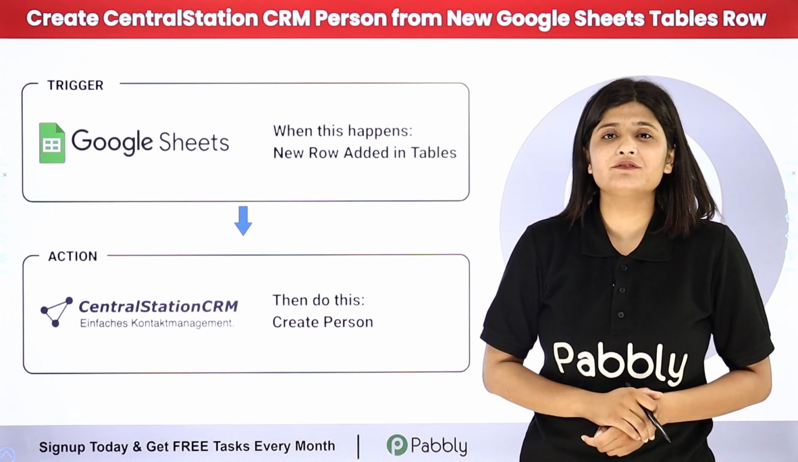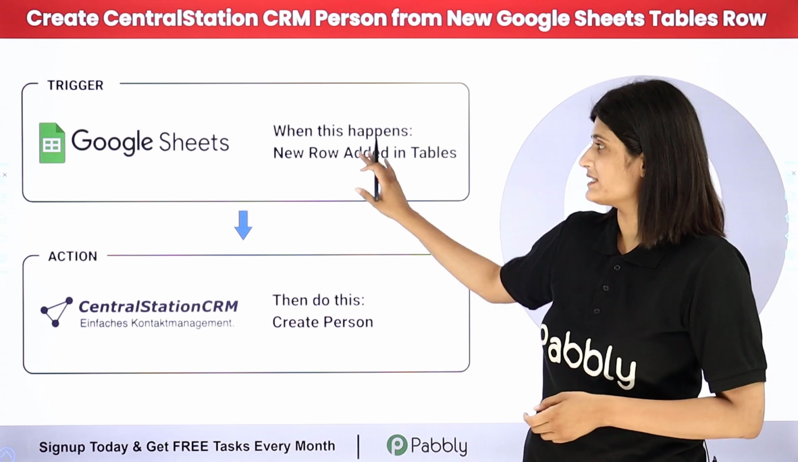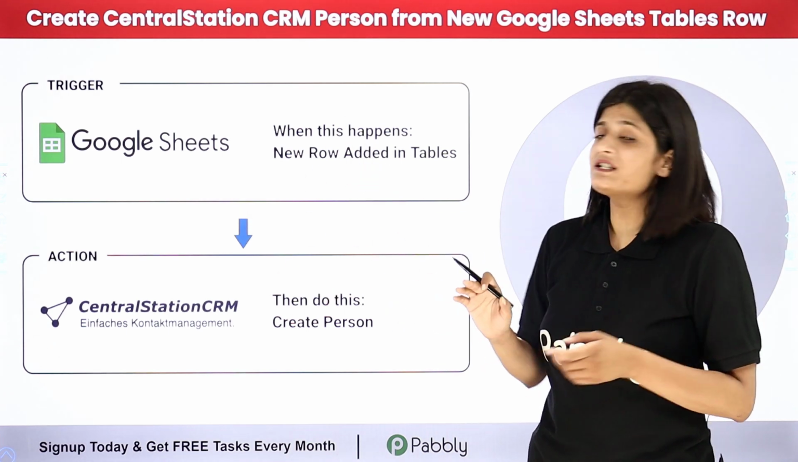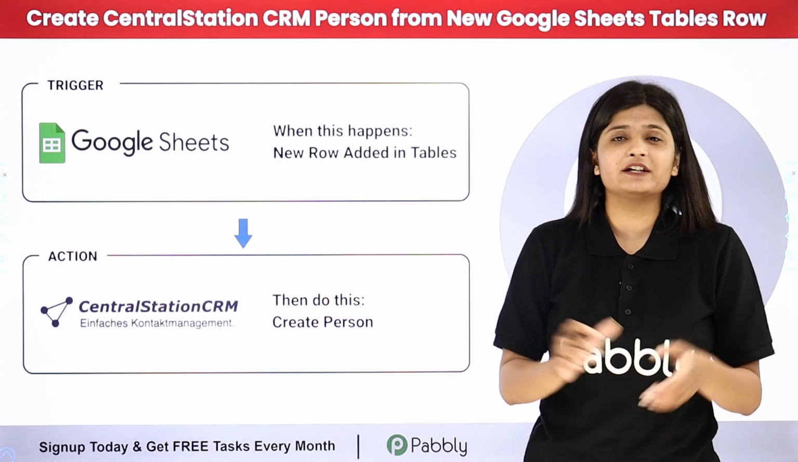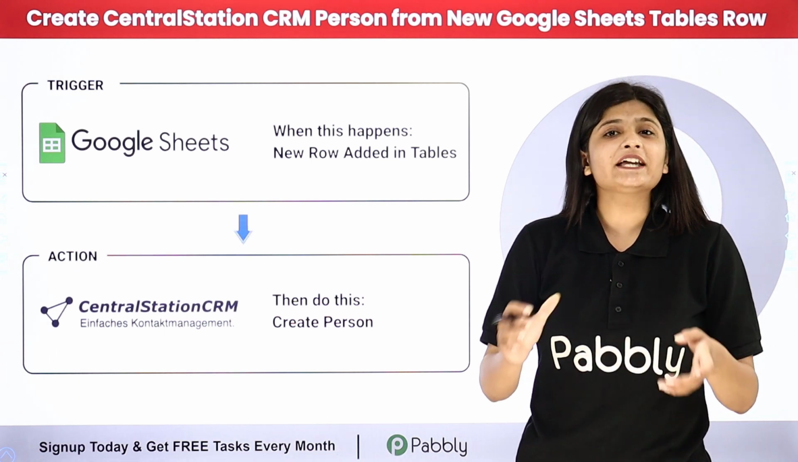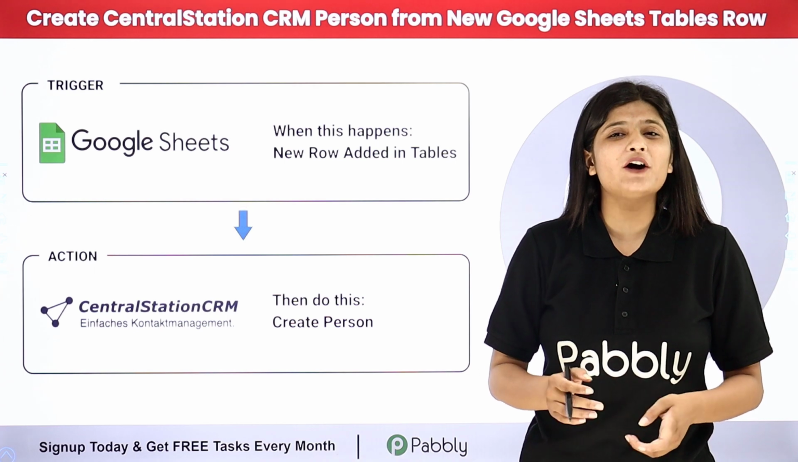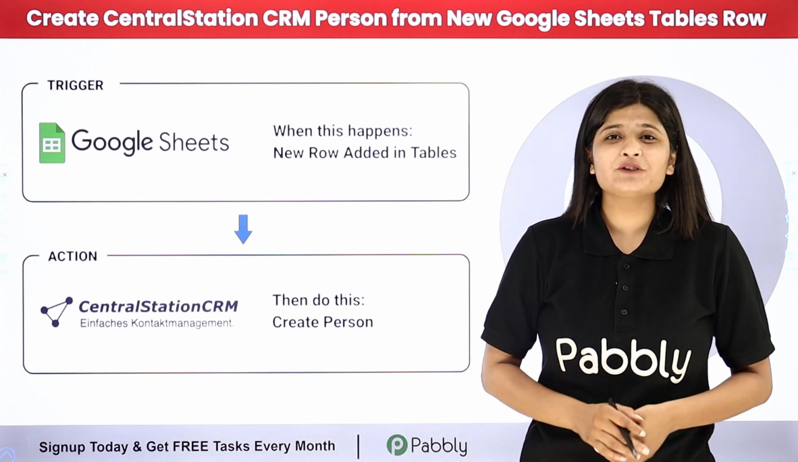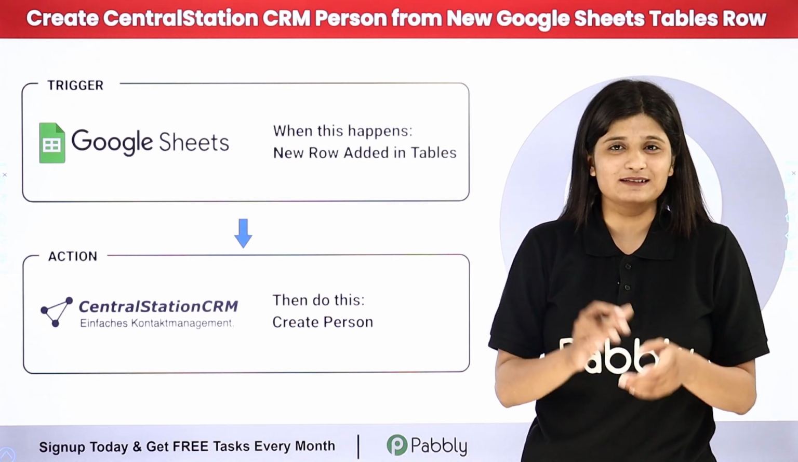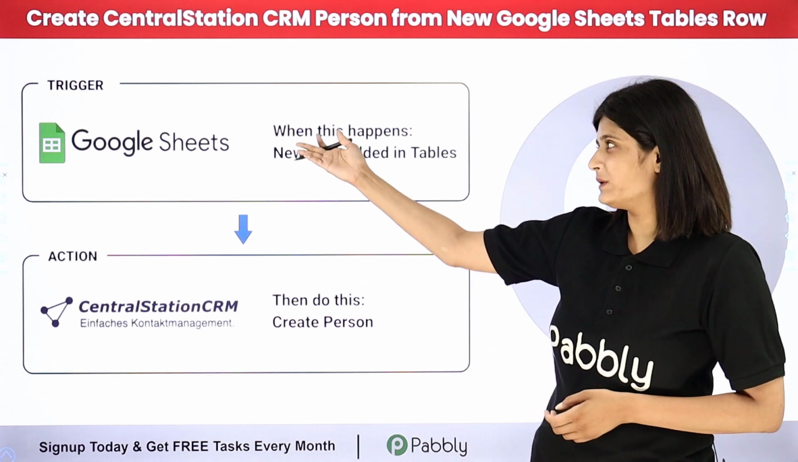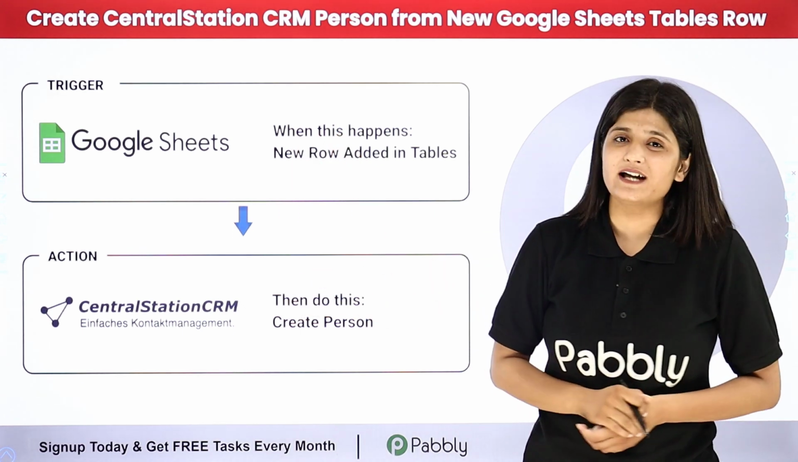So now I want that whenever I add a new row in the Google Sheets tables, it is sent to CentralStation CRM and the person is created automatically there. I can do this automation with the help of Pabbly Connect. So Pabbly Connect is an amazing automation and integration software which requires no coding or programming skill. I just need to build connection between Google Sheets and CentralStation CRM.